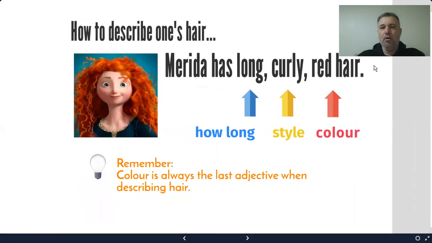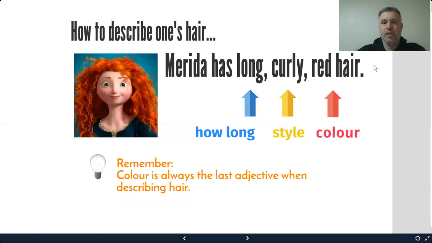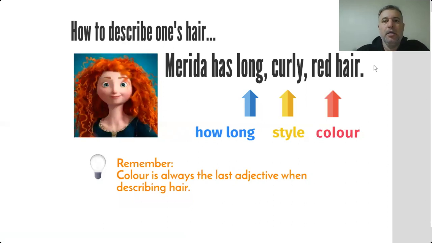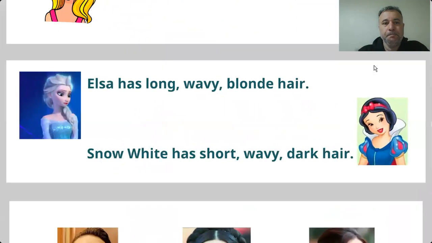Merida has long, curly, red hair. First, you say how long it is, and then the style of the hair, and then the color. Remember, color is always the last adjective when describing hair. Long, curly, and the color. All right, let's move on.